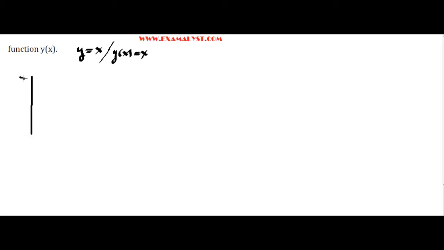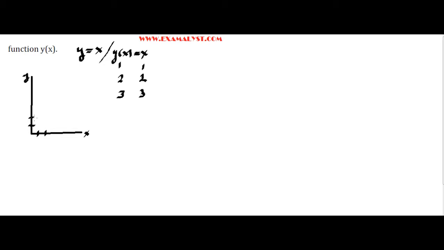Let us try to draw the graph. Let me draw the y-axis. So this is my y-axis, and this is my x-axis. Let me label them. So this is y and this is x. Let us try to understand what this equation is saying. This equation is saying that when x is 1, y is 1. When the value of x is 2, the value of y is also 2. When the value of x is 3, the value of y is also 3. So you can easily plot this graph.